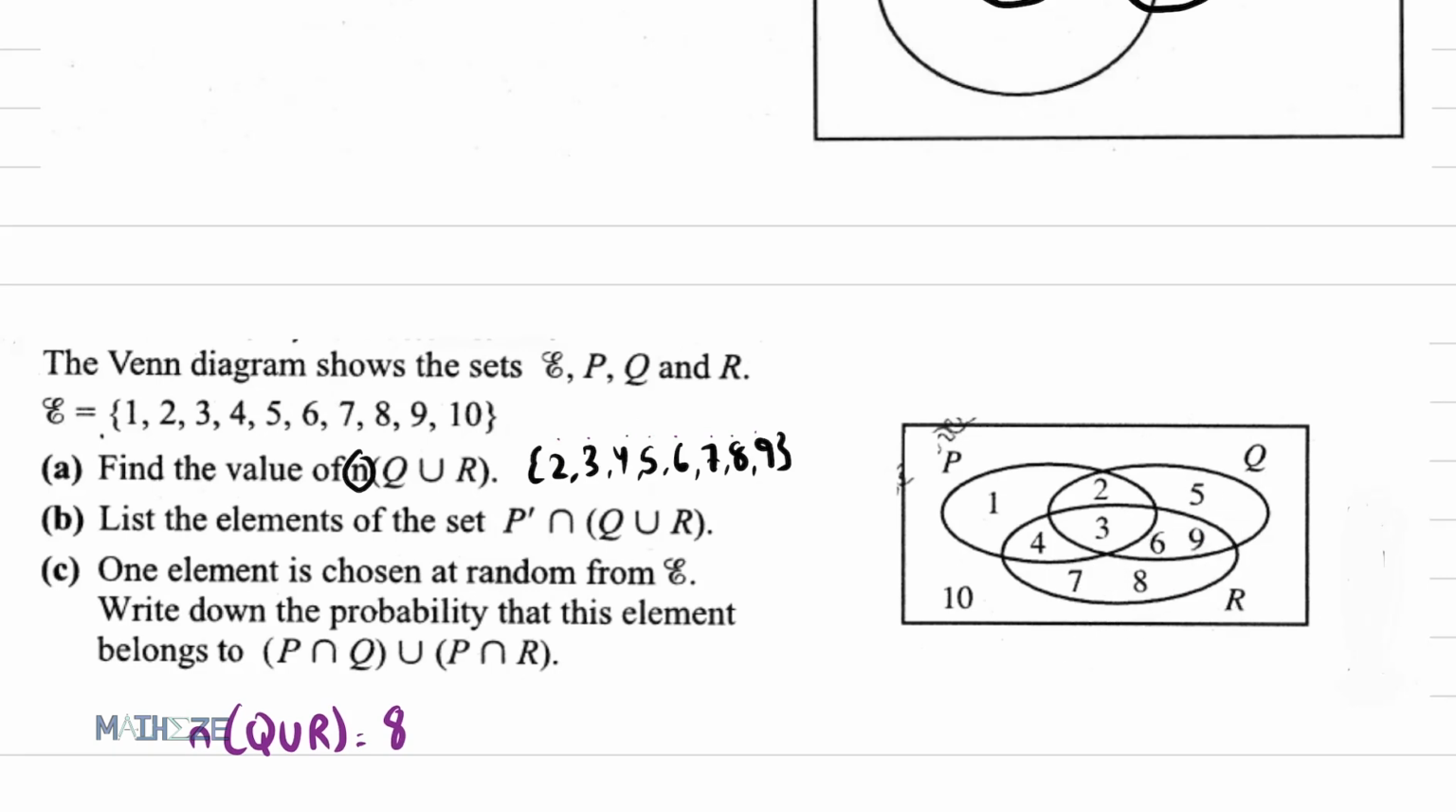Okay, now let me shade it with another color. So this is my answer, right? You need to write down the elements. What will the elements be? 5, 6, 9, 7 and 8. Got this?